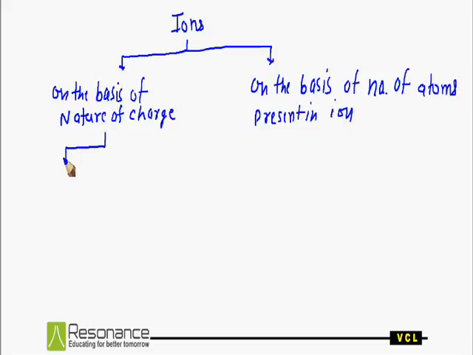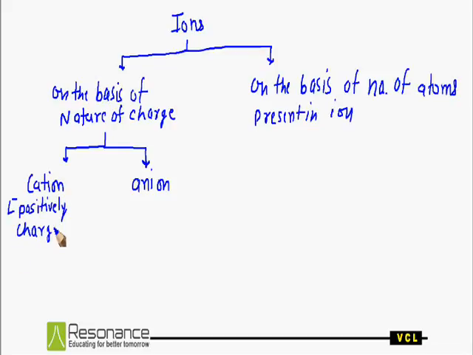Now on the basis of nature of charge, ions are of 2 types. First one is cation and second one is anion. Cation is a positively charged ion and anion is a negatively charged ion.